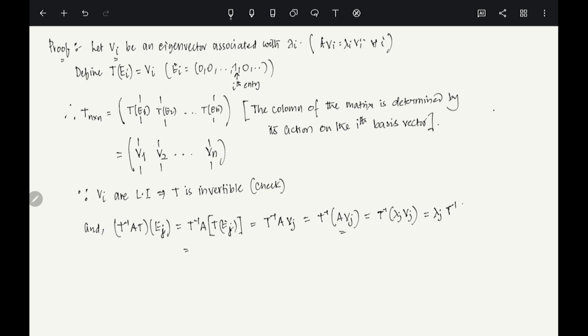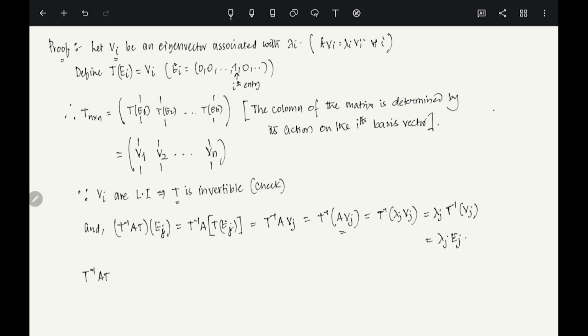So I can take that out, and then I have this lambda j T inverse of Vj. Clear? Okay. Now what is lambda j T inverse of Vj? This is nothing but, you see, T is invertible. So T inverse of Vj is nothing but Ej. Clear? Okay, so what is T inverse of AT?